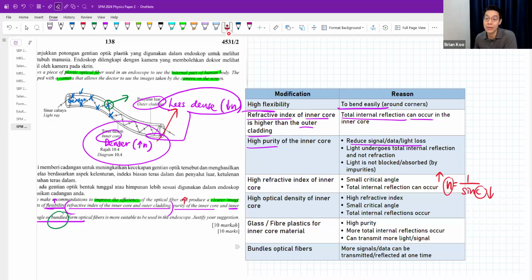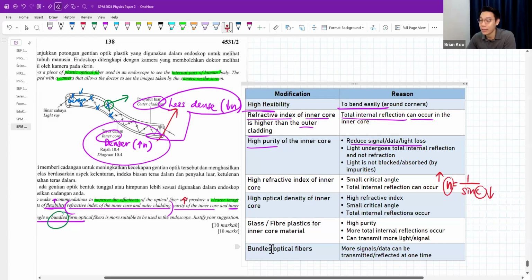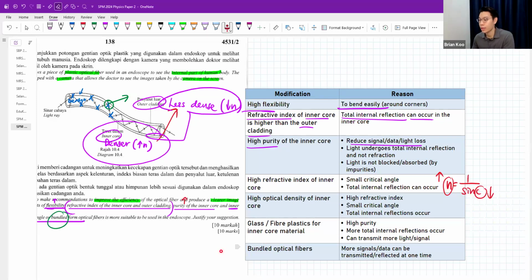And I want a bundle of optical fiber, because why? More signal or data can be transmitted, reflected at one time. This one is bundled. A lot of it, that means can transfer a lot of signal at one time. If it's only a single fiber, you only can transfer one light at one time, right? One signal at one time.